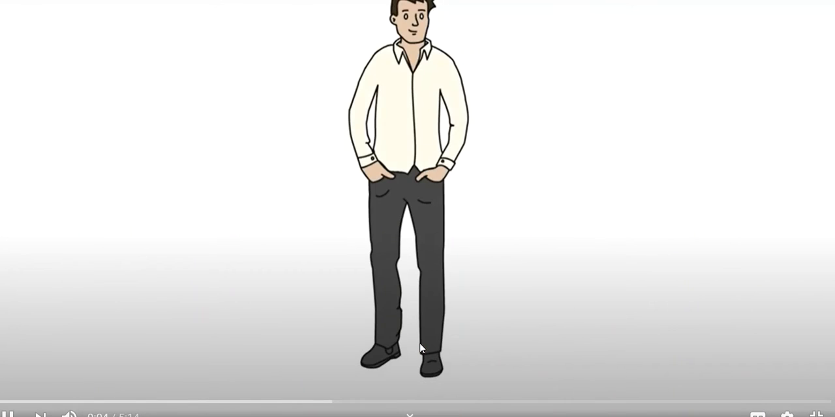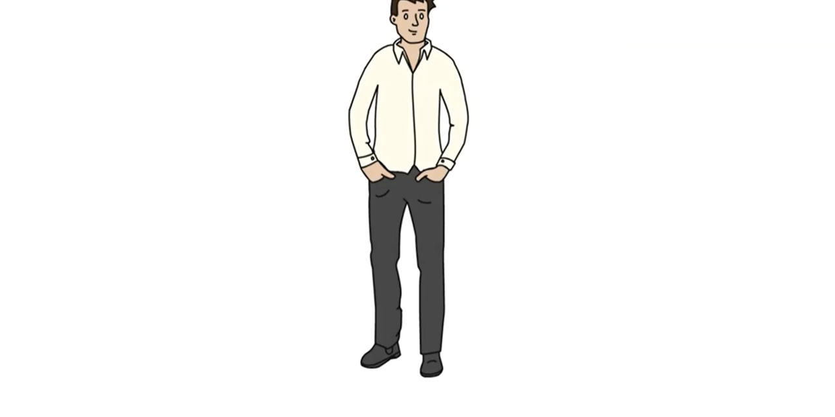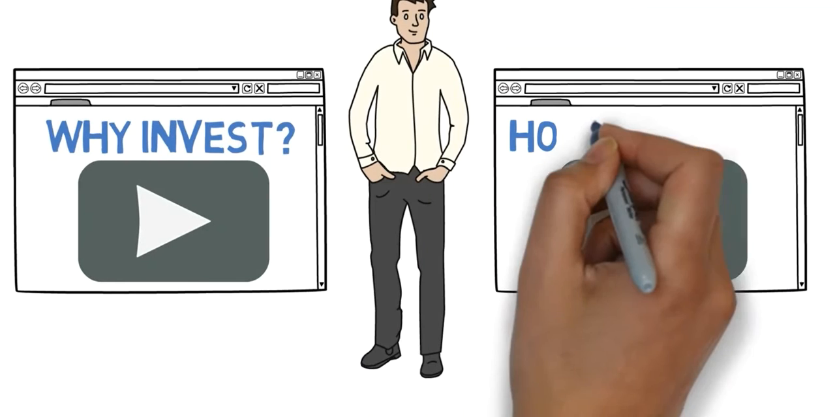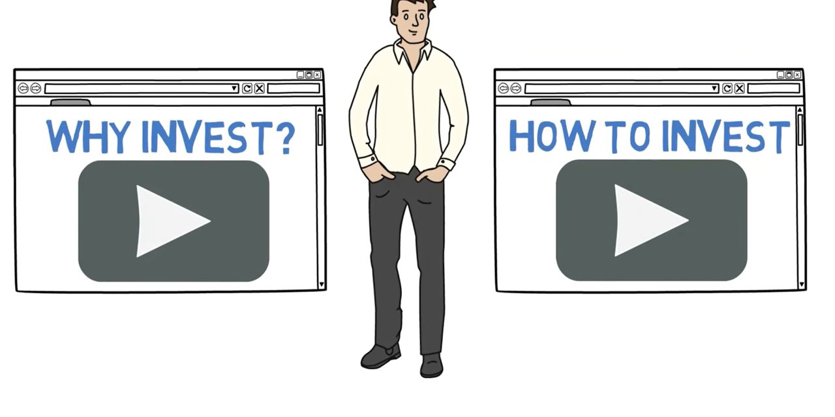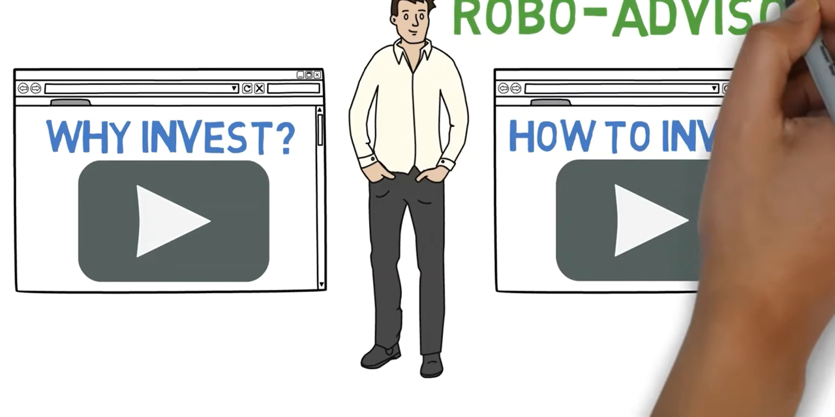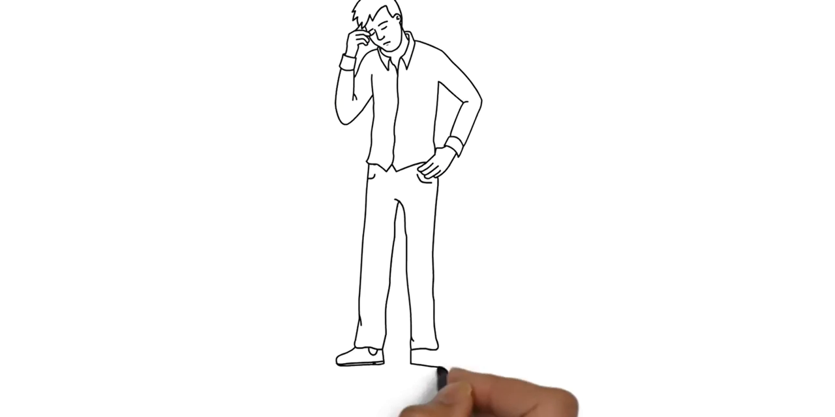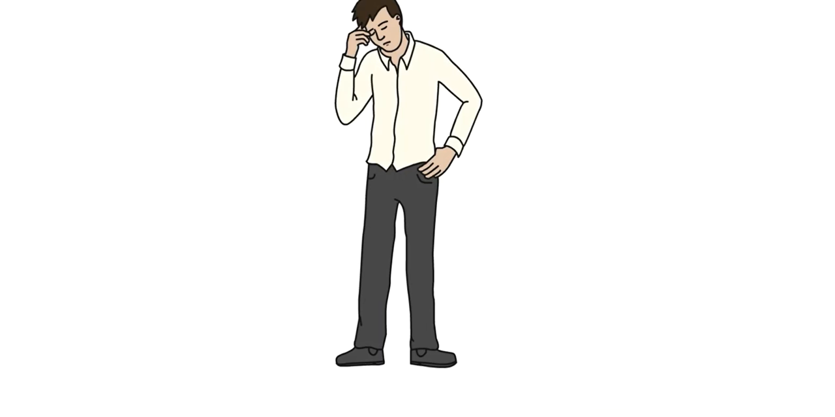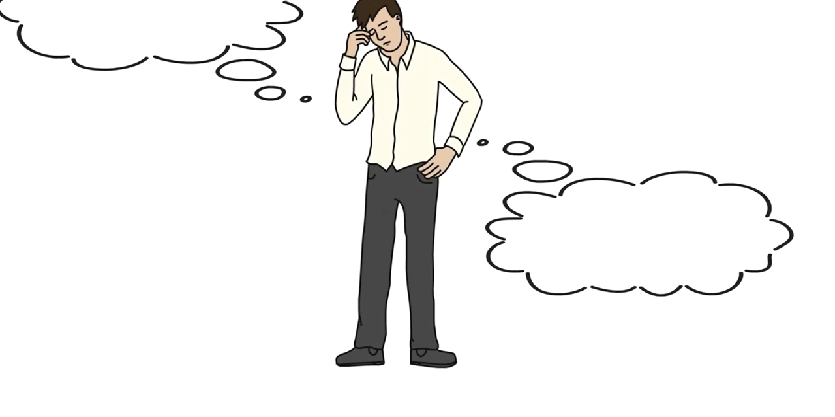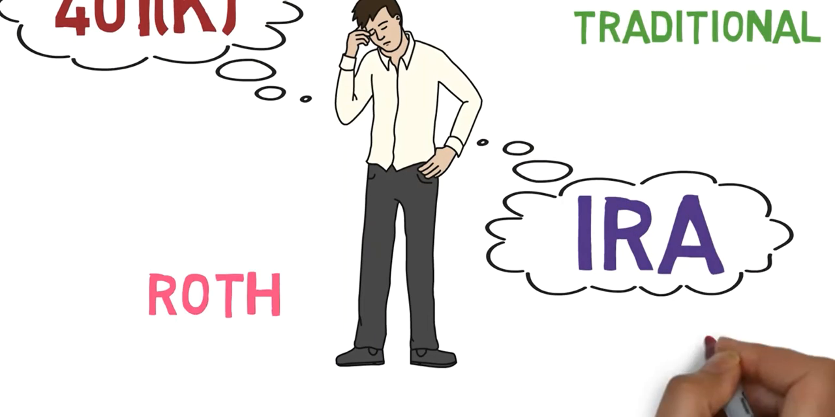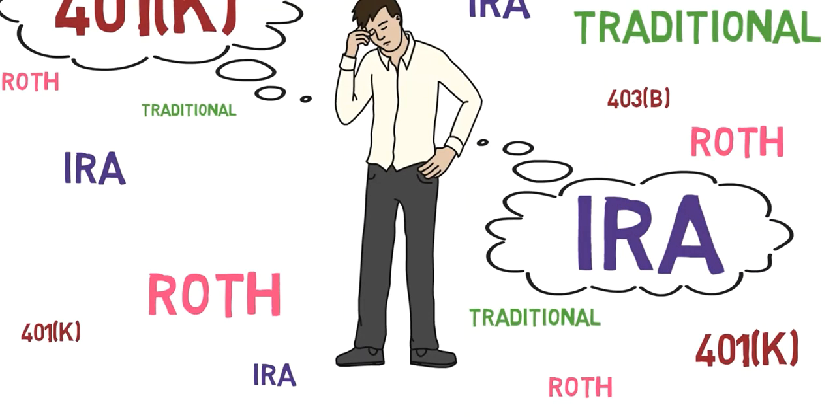Meet Bob. Bob is a newly employed college graduate with the urge to invest. Bob has just finished our first 2 videos, Why Invest and How to Invest, so he understands how he can easily and effectively invest his money through a robo-advisor. While Bob is proud of this newfound knowledge, one obstacle remains in his path: alphabet soup. Every day, Bob is confronted by a terrifying array of terms: 401k, IRA, the list goes on and on. Luckily for Bob, we've got him covered.